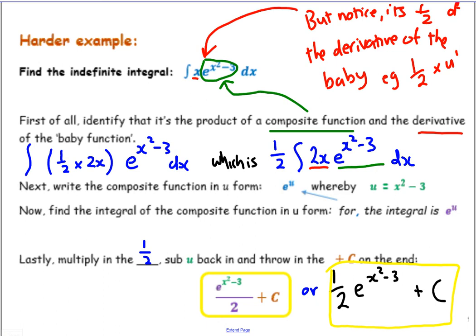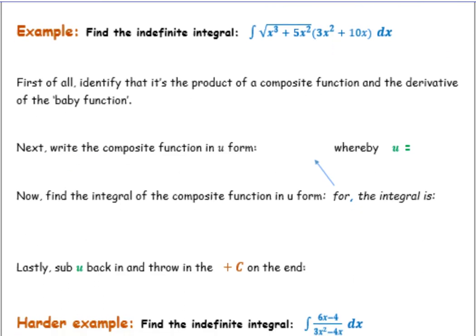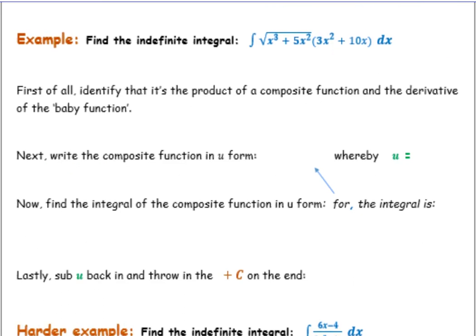So that's a bit of a weird one. It's an easier technique. The hard thing is to identify that you've got this thing going on.